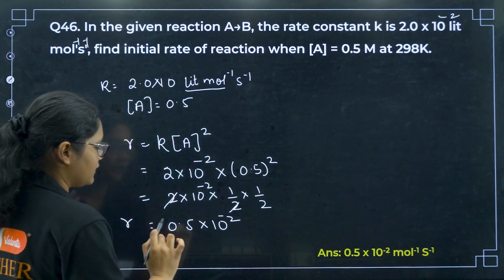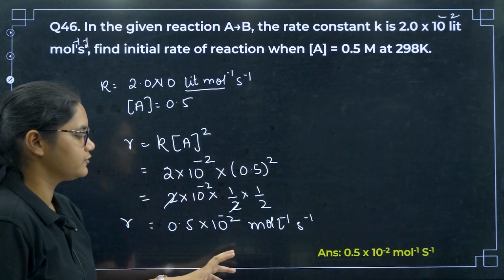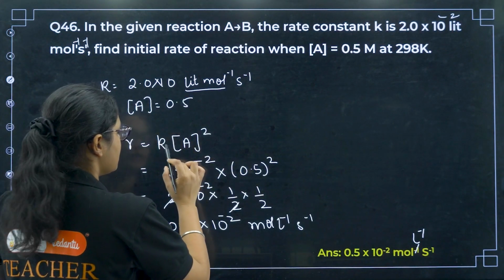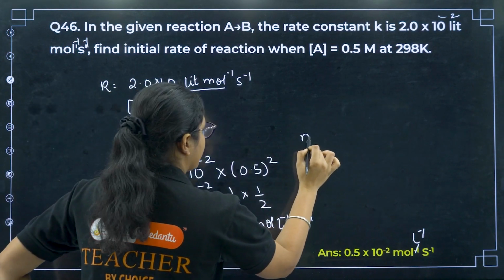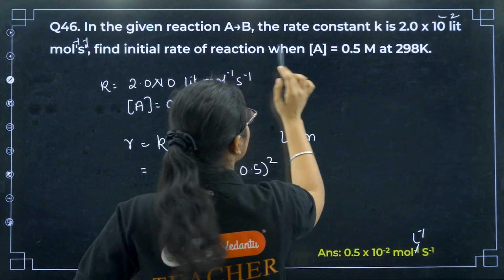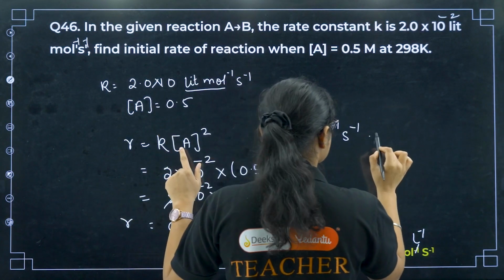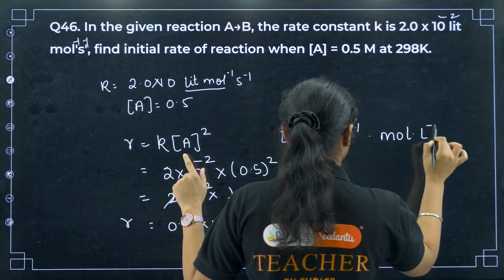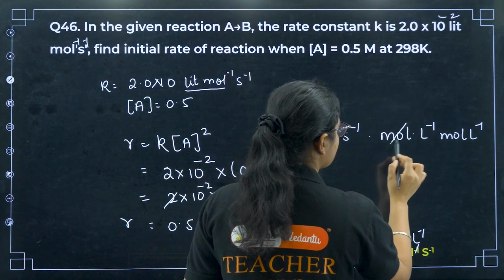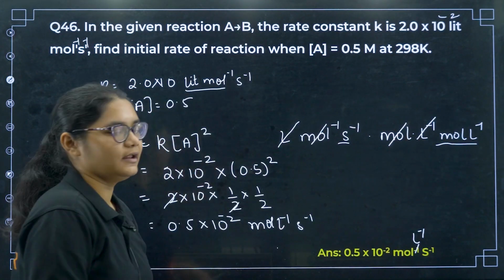Now since we are finding rate, the unit is always the same, that is mole liter inverse second inverse. So you can see here K unit is liter mole inverse second inverse. Then A unit is mole liter inverse, and it is there 2 times. So 1 mole and 1 liter will cancel, and we will be left with mole liter inverse second inverse.